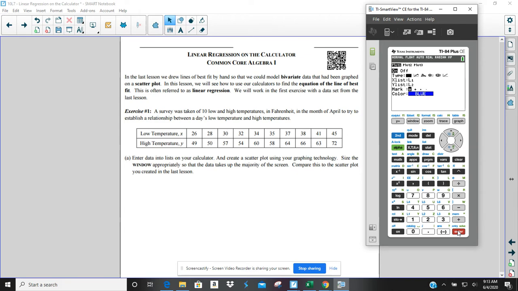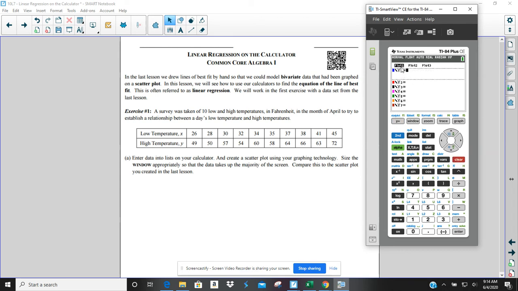So how do I get to my graph? Ready for this? We're going to hit zoom. And we're going to choose 9, which is zoom stat. This is going to be a stats graph. Okay. If you have anything in Y1, it might be showing up here. Don't worry about it. You can always delete what's in Y1 by going to Y1 and clearing it out. Mine's not showing because it's such a big graph.